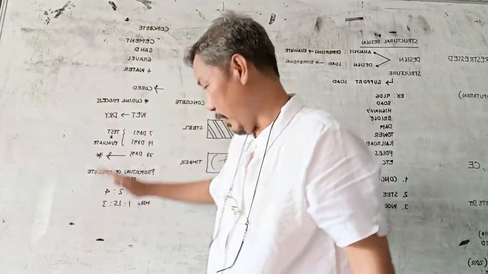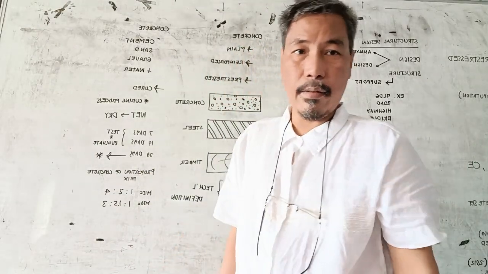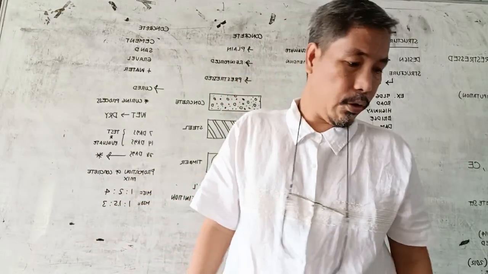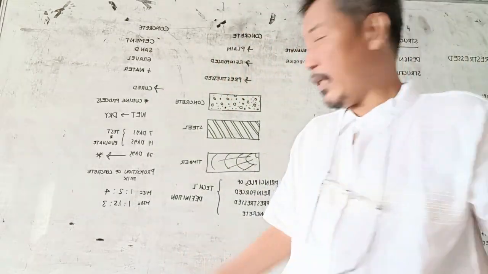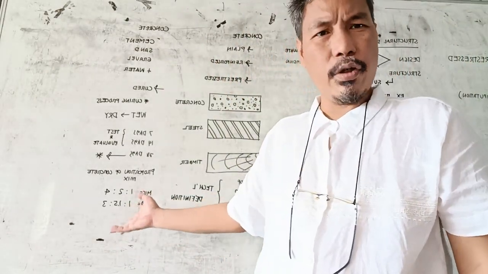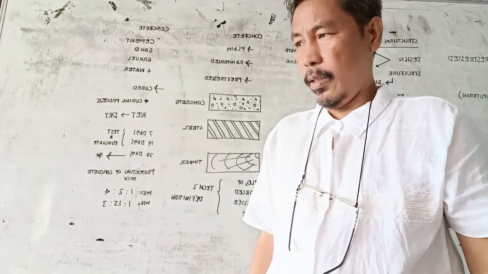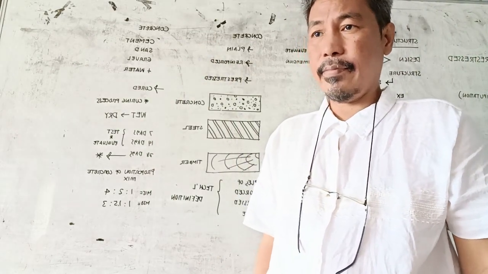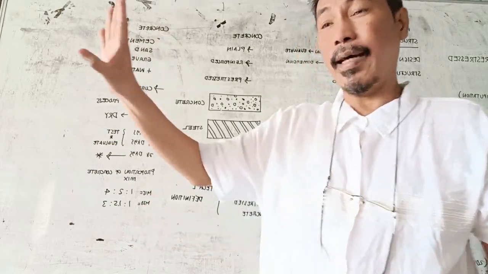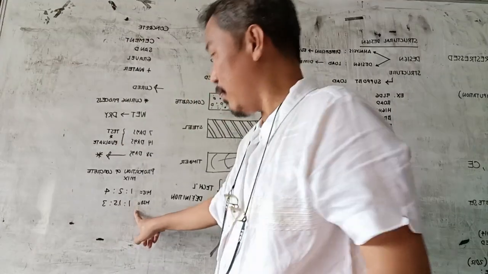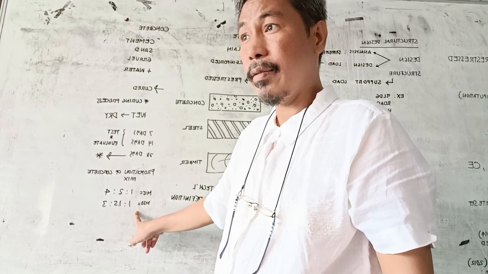1:1.5:3 is called M15 and 20. Okay, so there are several proportions. And actually, when we are doing this, these are some sort of standard, meaning you can order that from the plant. Even this mixture can be ordered from the plant.